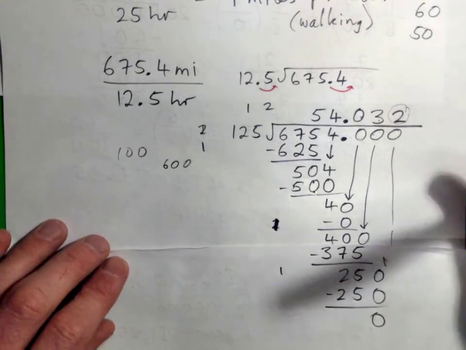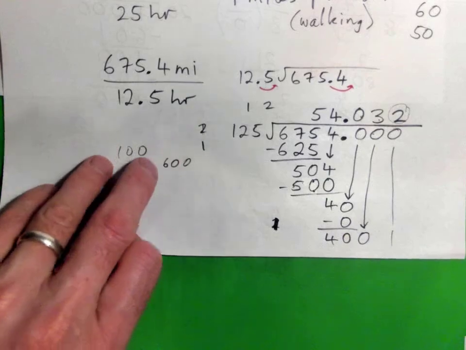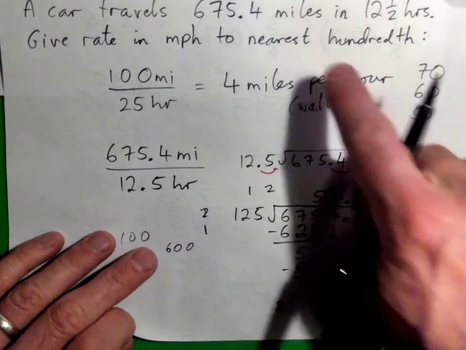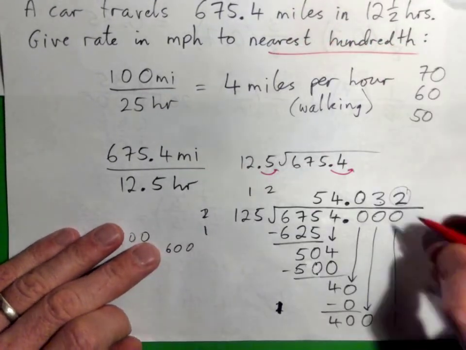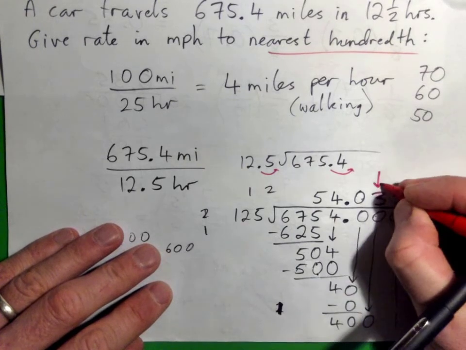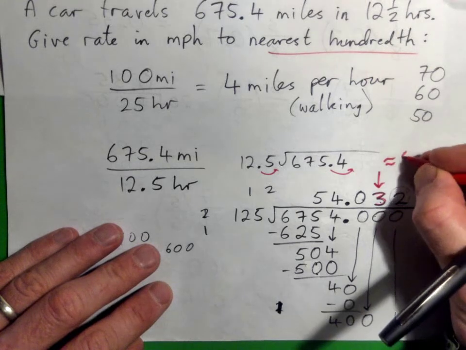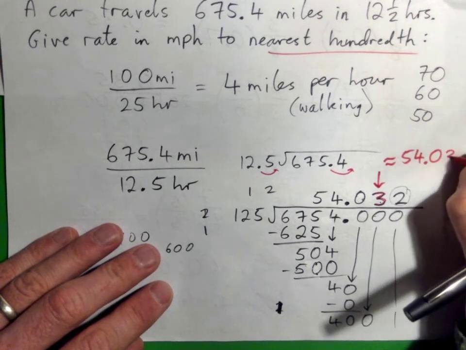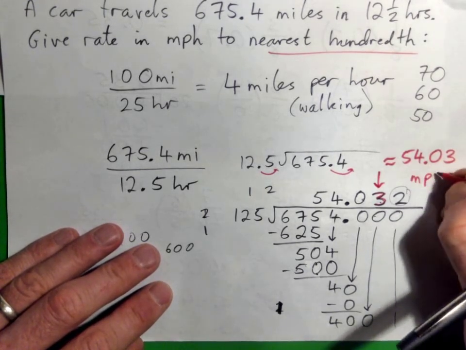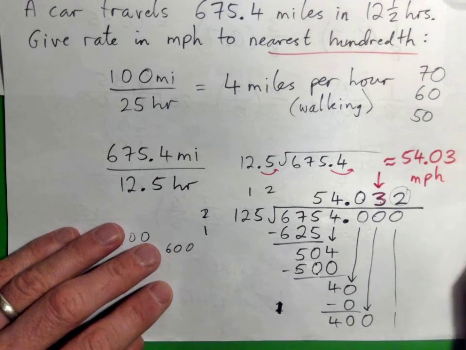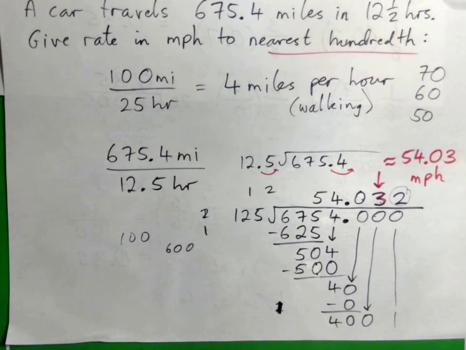Right, so we need to round to the nearest hundredth. And so that's this spot here. And after that is a 2. So this rounds to 54.03 miles per hour. 54.03 miles per hour. Yep.